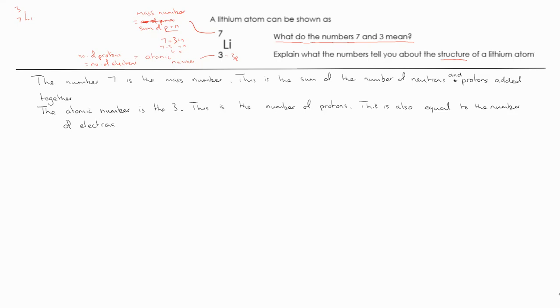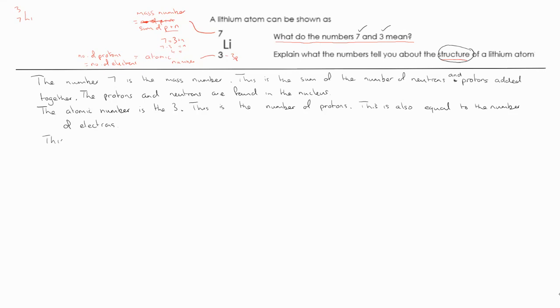Okay, so we've said what the number 7 and 3 mean, but really we should give a bit more detail about this. So this is the sum of the number of neutrons and protons added together. The protons and neutrons are found in the nucleus. So the atomic number is 3, this is the number of protons, also equal to the number of electrons. So I've said what the number 7 means, and I've said what the number 3 means. So now I need to look at what this tells us about the structure of a lithium atom.